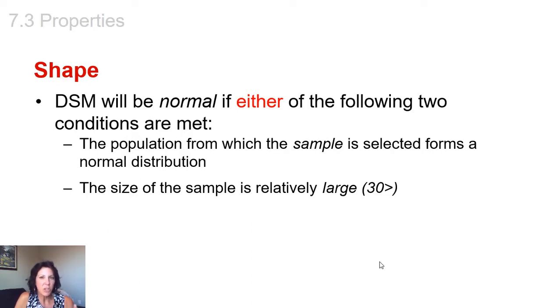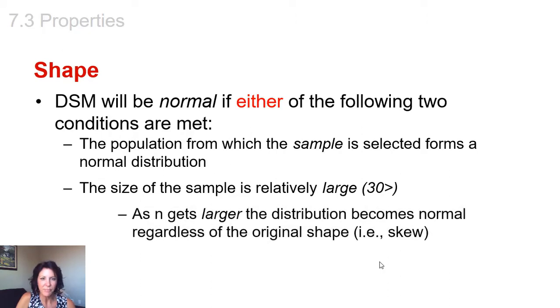Now, if it only takes 30 for it to approximate a normal distribution, it only gets even closer to a normal distribution with the higher number we have in our sample. Greater samples lead to a more normal distribution. So as our n gets larger, and I've already said this, the distribution becomes normal regardless of the original shape. So let's say I had a population that had a skewed distribution, and I drew a sample of over 30. Well, all the possible sample means from that population would be normally distributed.